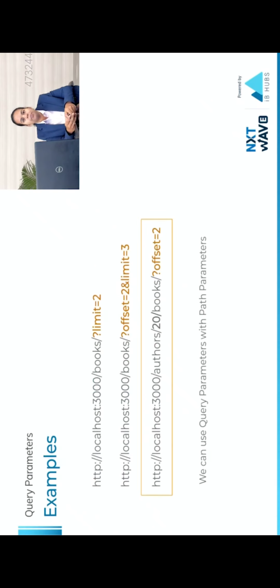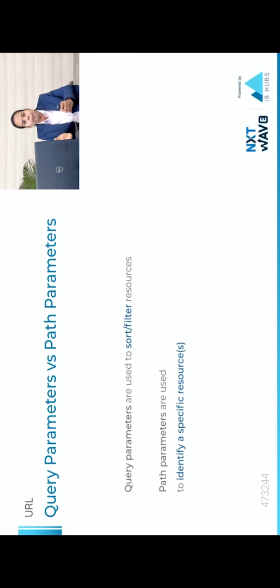Let's see various examples. In the first example, we have a question mark, limit equal to 2. In the third example, you can see a question mark, offset equal to 2. In that, we even have the path parameter. So we can make use of query parameters along with path parameters also. Clear? Now, let's understand the difference between query parameters and path parameters.